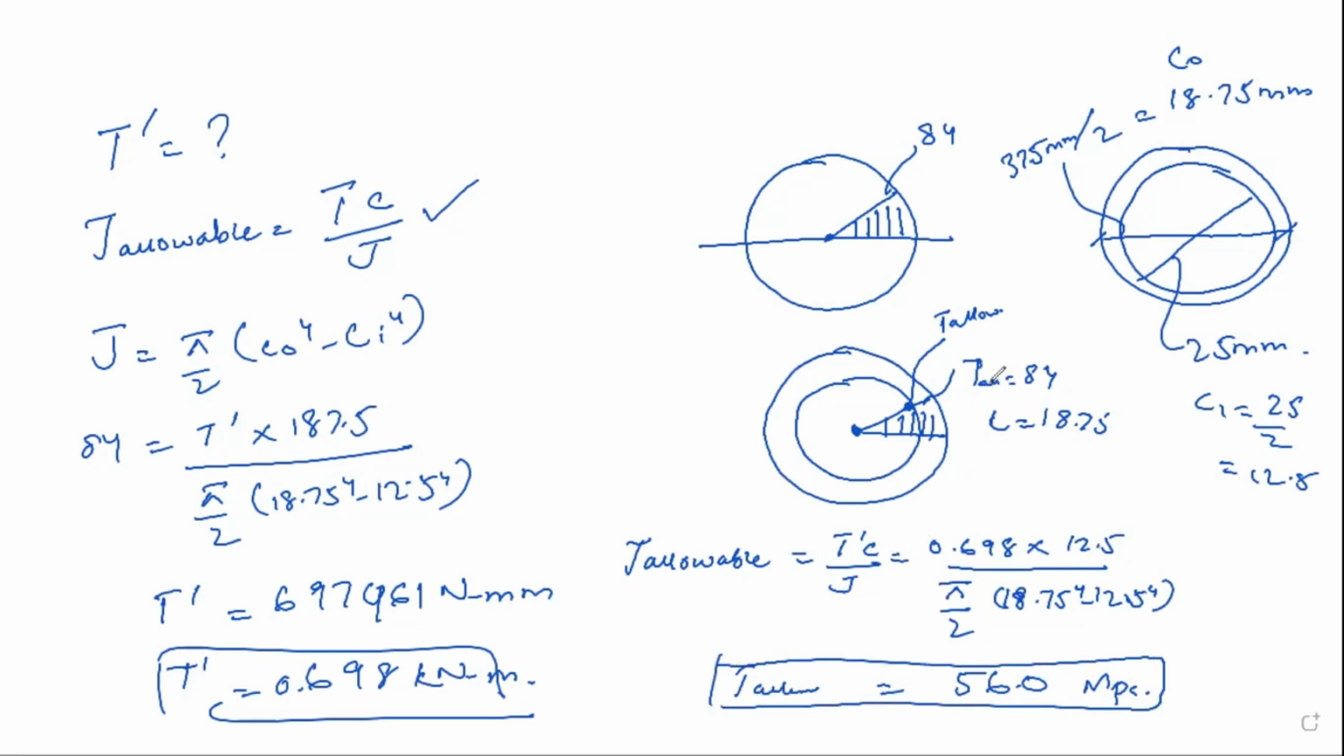So this is T allowable at this point due to the radius of 37.5 or diameter of 37.5, and this is until this point due to the radius of 12.5 or diameter of 25. Okay, this is the end of the problem number 3.